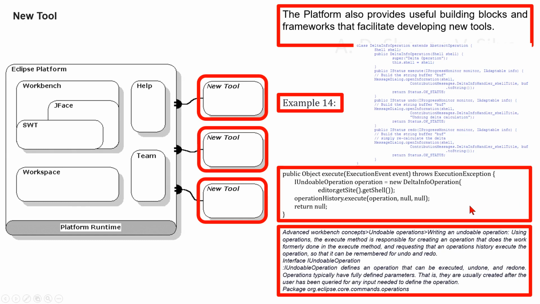Using operations, the execute method is responsible for creating an operation that does the work formerly done in the execute method and requesting that the operation history execute the operation so that it can be remembered for undo and redo. The operation encapsulates all behavior from the run method as well as the undo and redo for the operation.